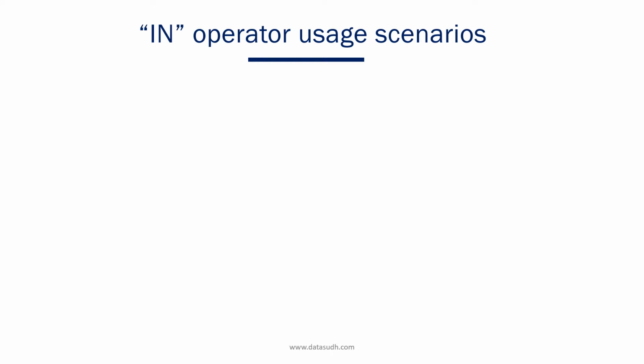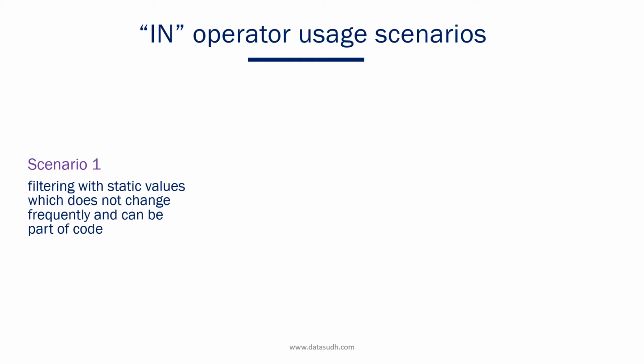the most. Scenario 1 is where we have to filter with values which do not change frequently and they can be part of your select or view code. That is, the static values A, B, C, D which always remain consistent.